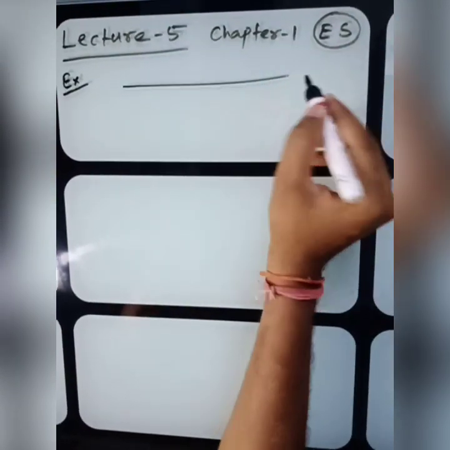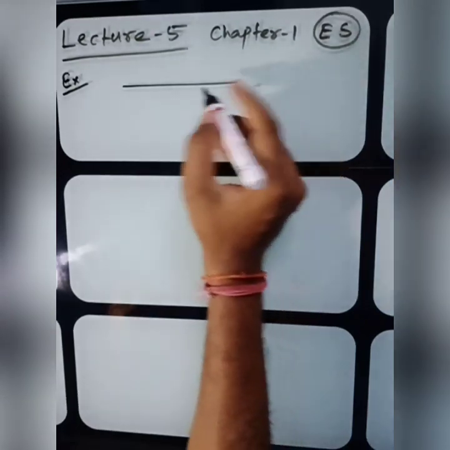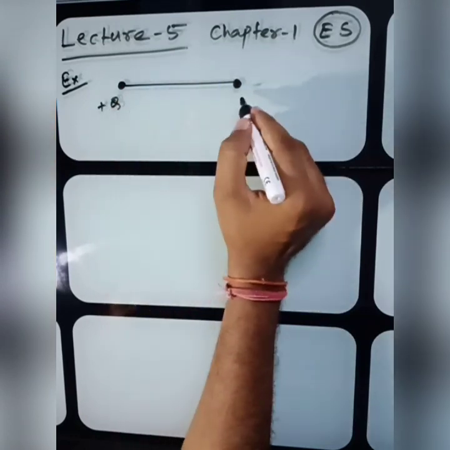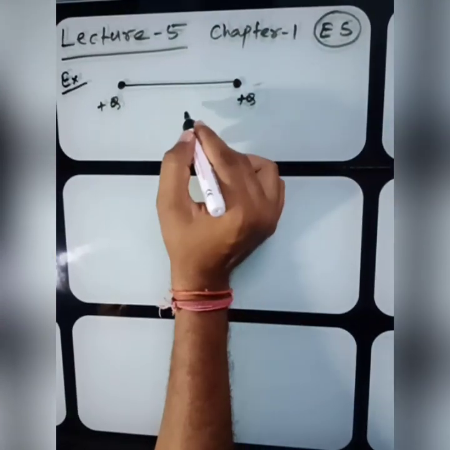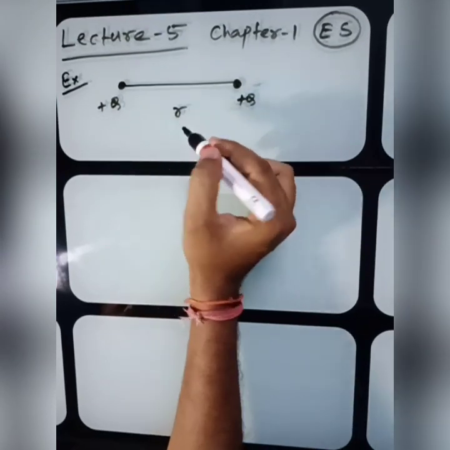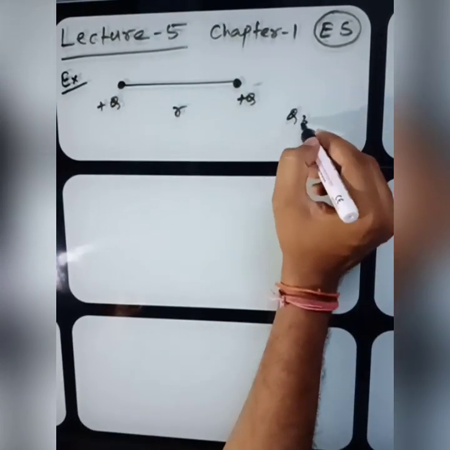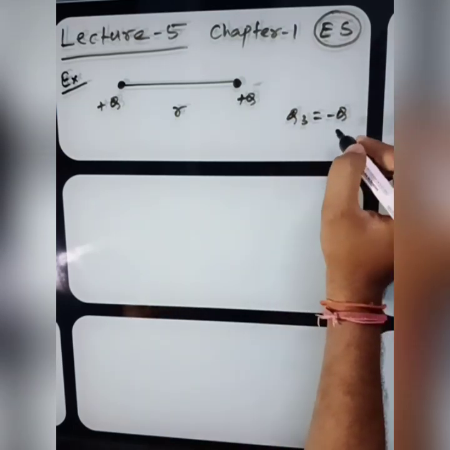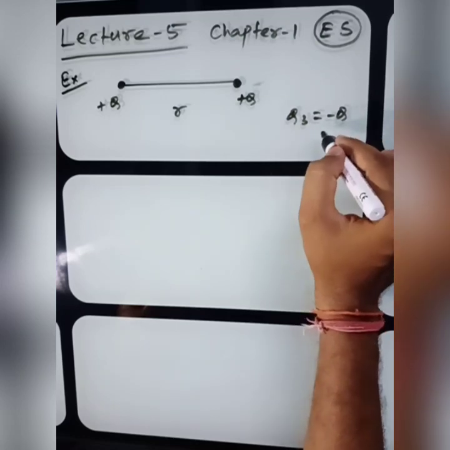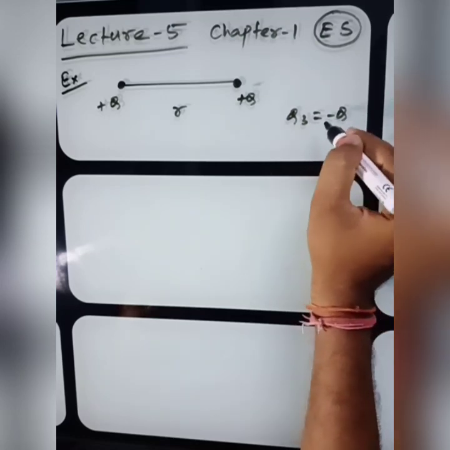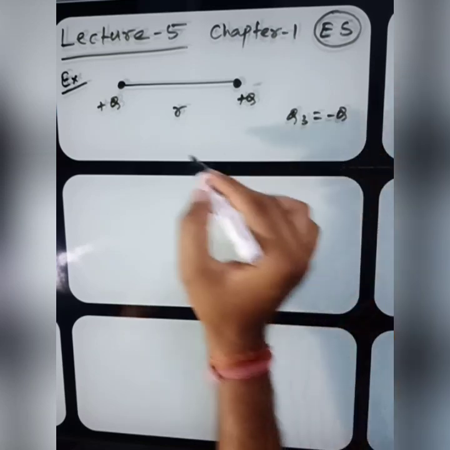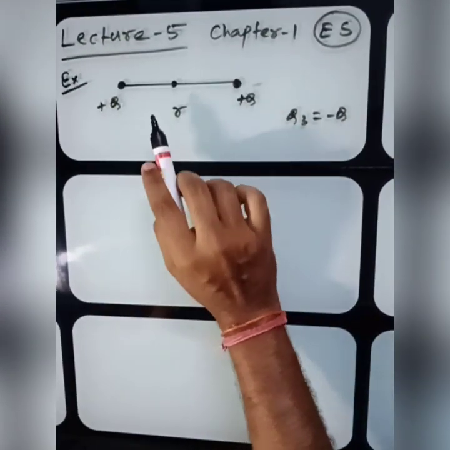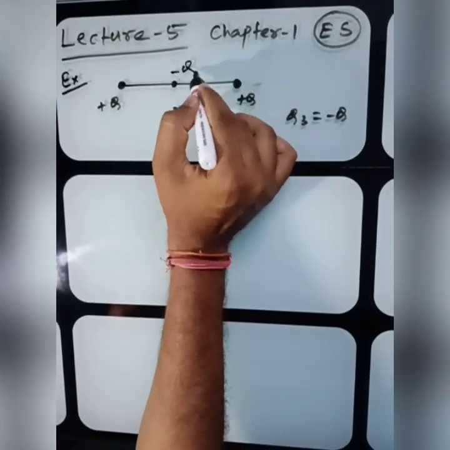Suppose, students, we have two charges, okay? Here the charge is plus Q and this is also plus Q, and the separation is R. I have another charge Q3 as minus Q. If I ask where I should place this third charge so that it experiences net force 0, the answer will be in between these two charges, at the center. It will experience 0 force.